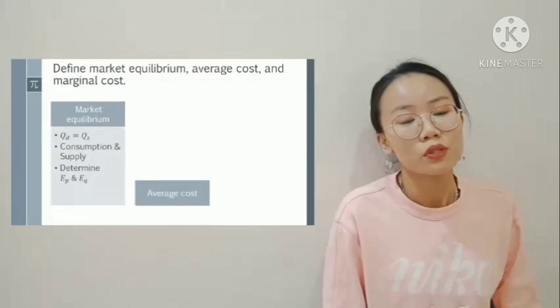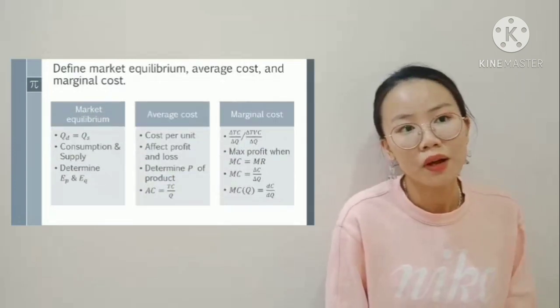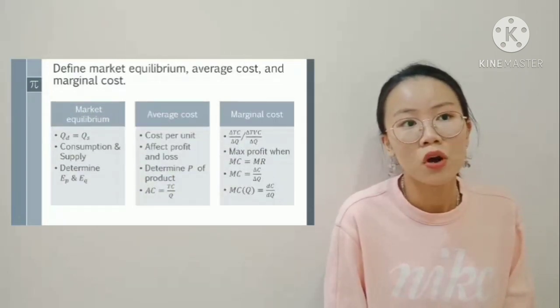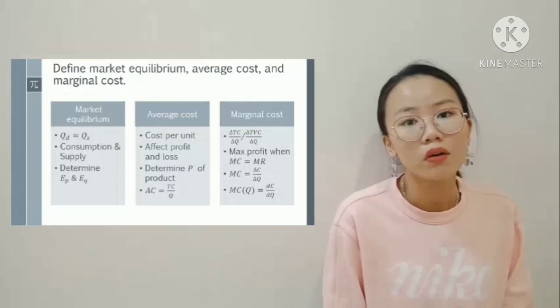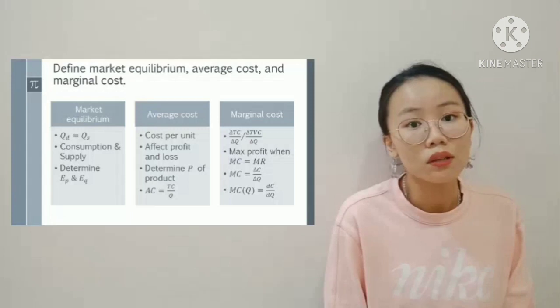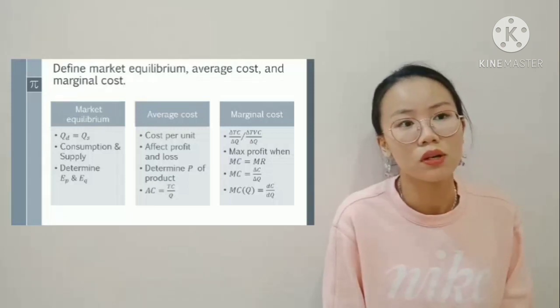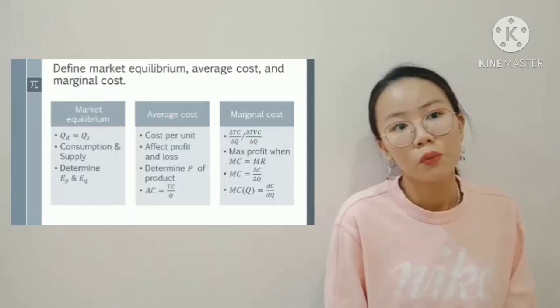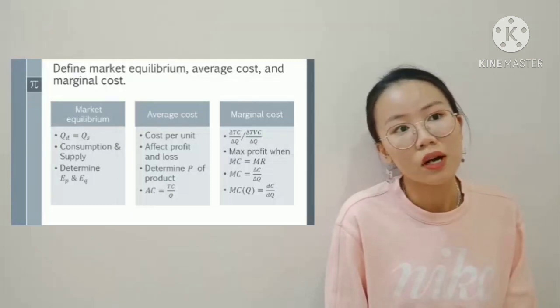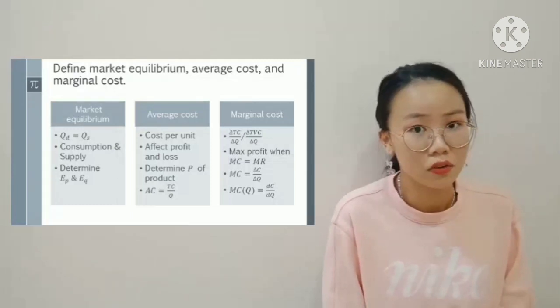Let's get into the first question. Question A. Define market equilibrium, average cost and marginal cost. Market equilibrium is when the quantity supplied equals the quantity demanded. When the market equilibrium is achieved, there will be no more tendency for the price to increase or decrease.